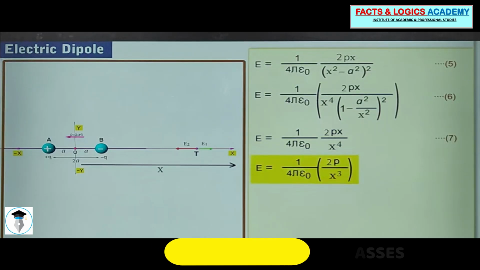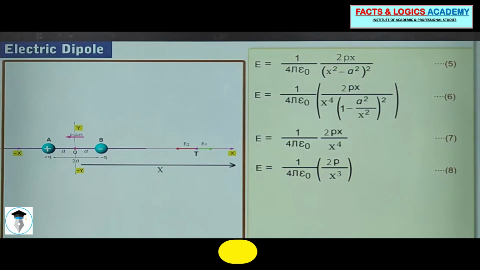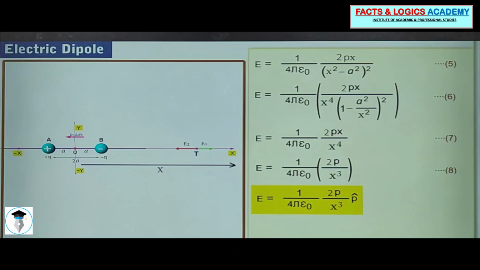This can be further simplified as E is equal to 1 by 4 pi epsilon naught 2p by x cube. Let us label it as equation 8. Equation 8 can be expressed as 1 by 4 pi epsilon naught 2p by x cube into p cap, where p cap is the unit vector along the dipole axis in the direction of -q to +q. Let us label it as equation 9.